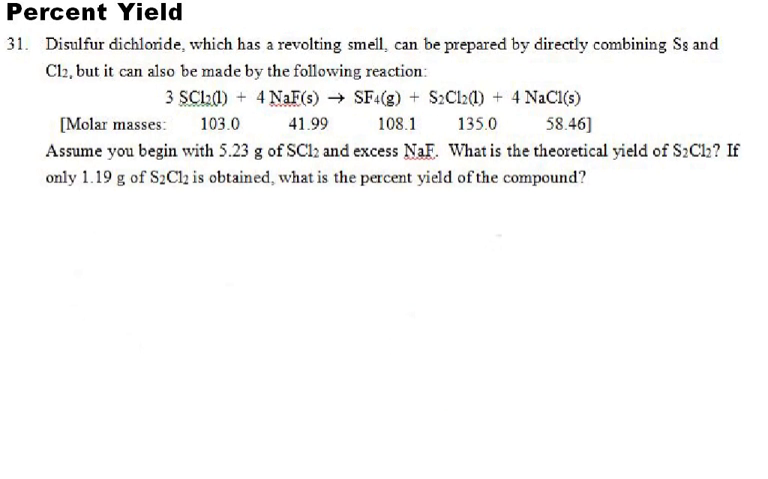Last problem. Here's the disulfur dichloride. Okay, assume that you begin with 5.23 grams of SCl2 and plenty of NF. Okay, what's the theoretical yield of S2Cl2? And if 1.19 grams of S2Cl2 is obtained, what's the percent yield? So they're asking us first, just go ahead and solve the problem like you normally would.